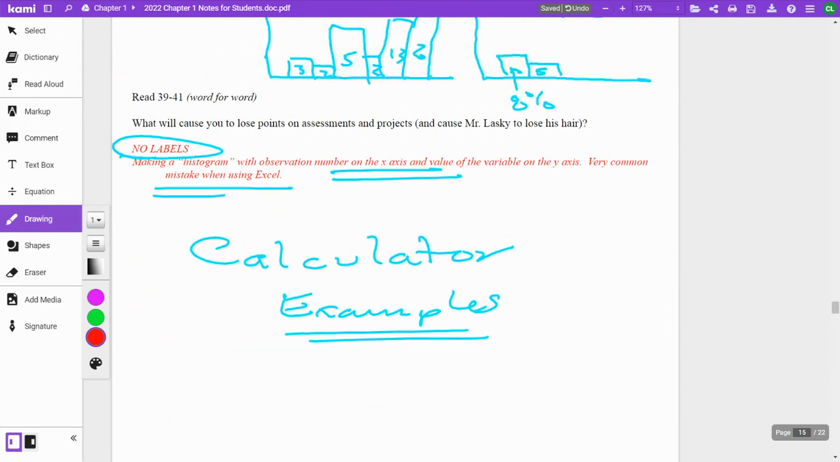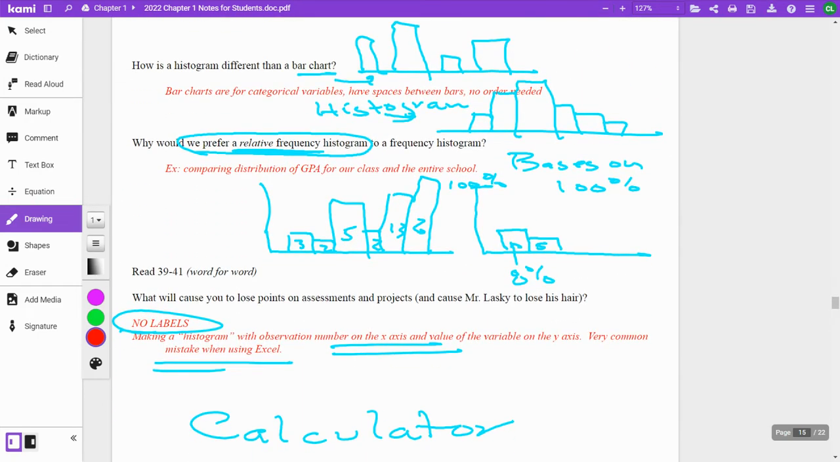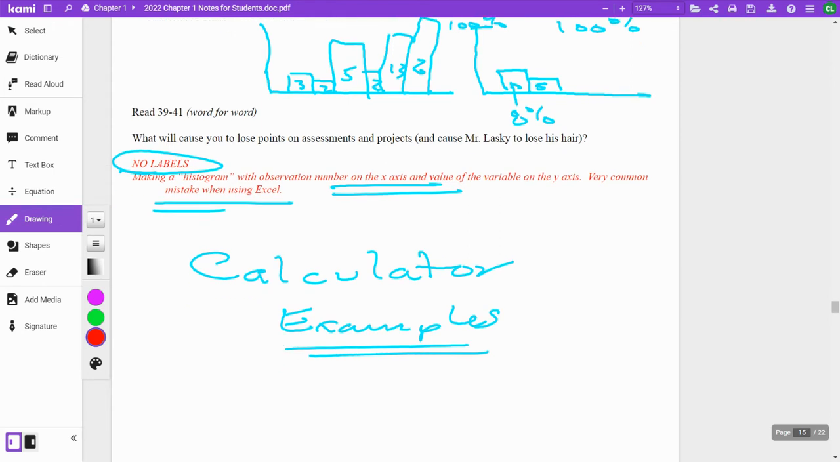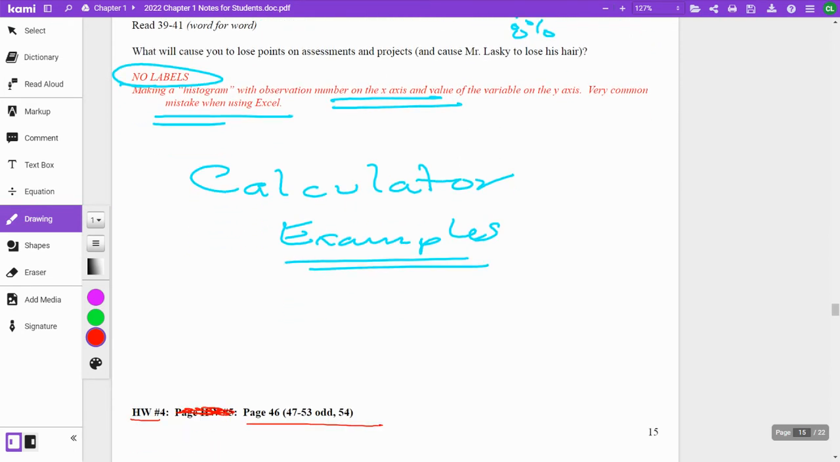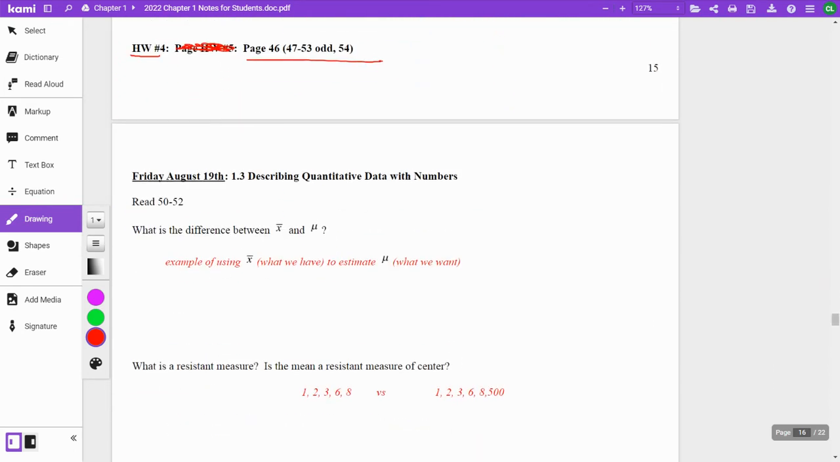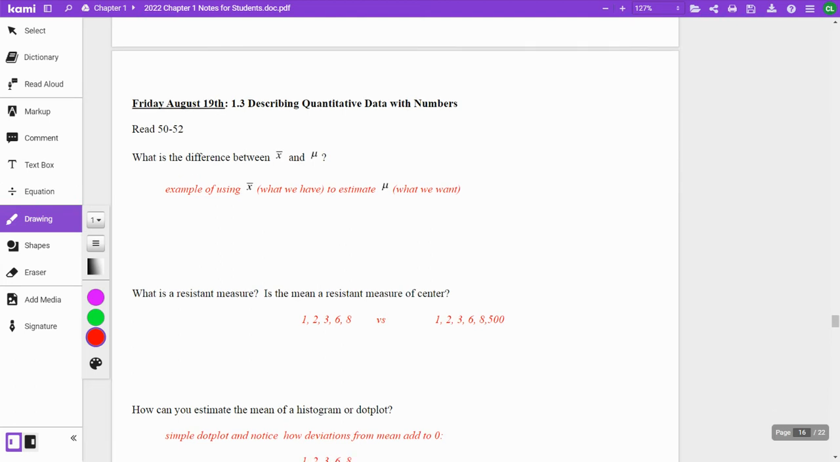So we've talked about go back. We got calculator examples. We tackled the calculator examples in class. Use your calculator. Get used to it. I can't tell you how much it'll make the class much easier when you start learning how to use the calculator.